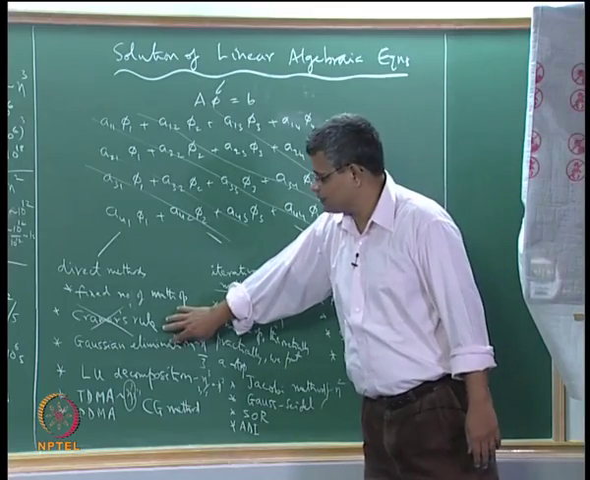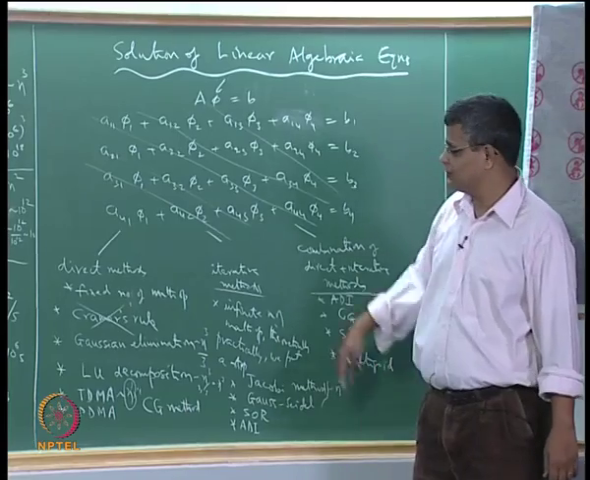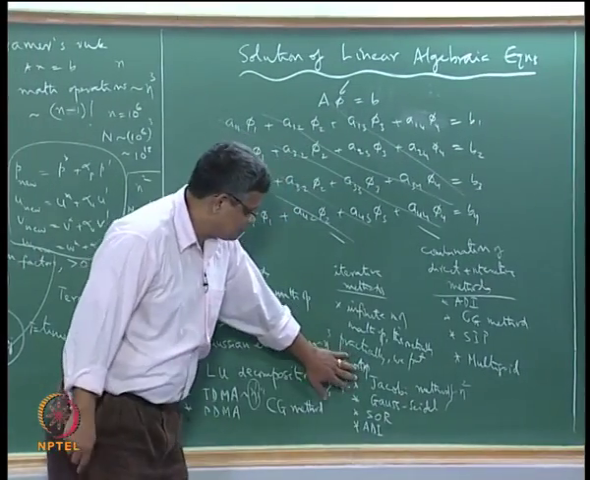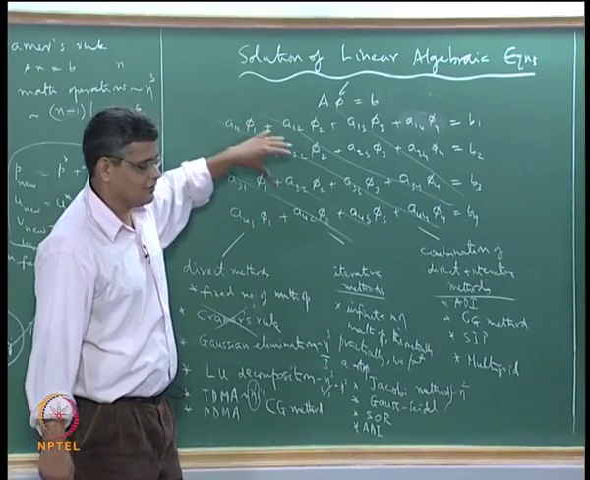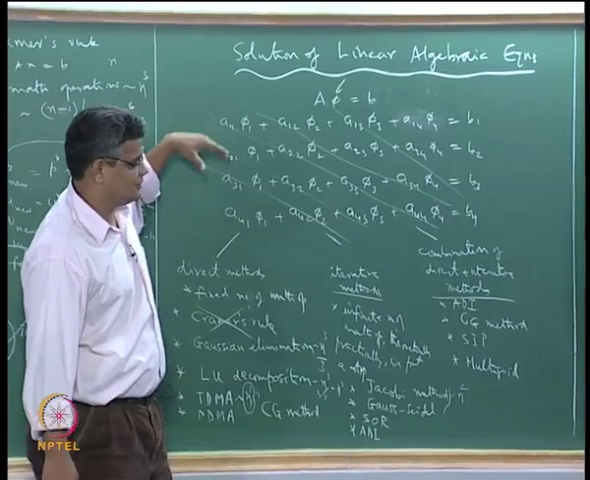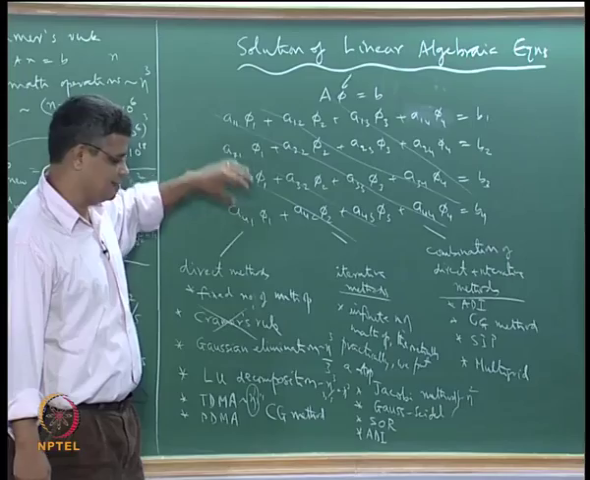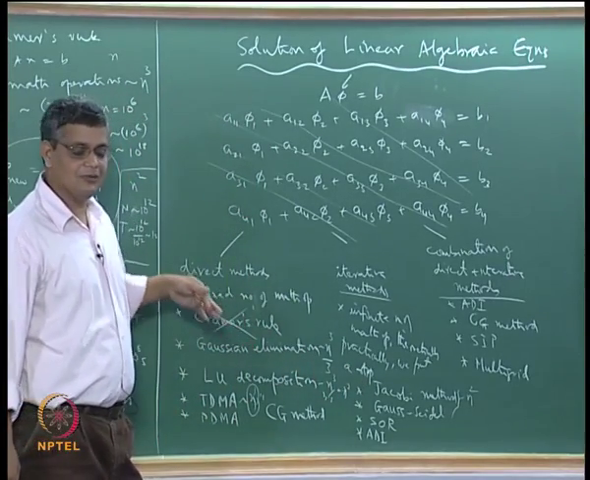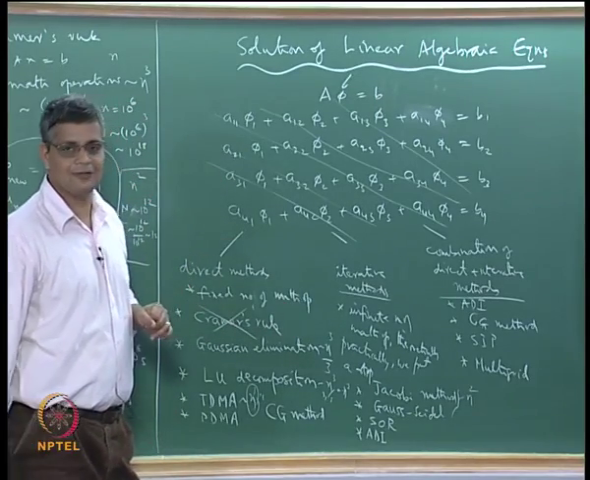The direct methods can be applied for all matrices where there is a unique solution, whereas the iterative methods can be used only when you have, for example, the Scarborough criterion which I have mentioned here, the diagonal dominance condition, satisfied. Only then can we say with confidence that these methods will converge.